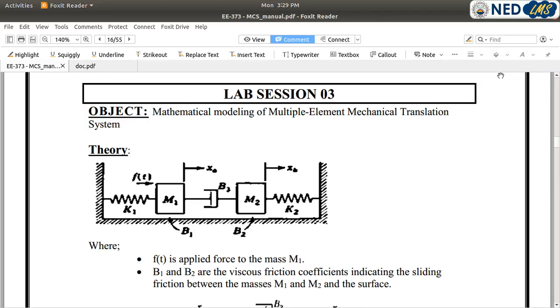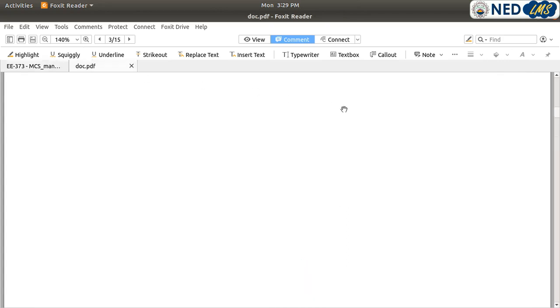Now we will extend our analysis to a mechanical system having 2 degrees of freedom. The system considered for this is here. I'm redrawing it.